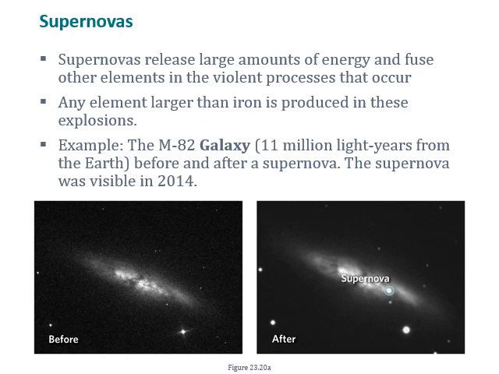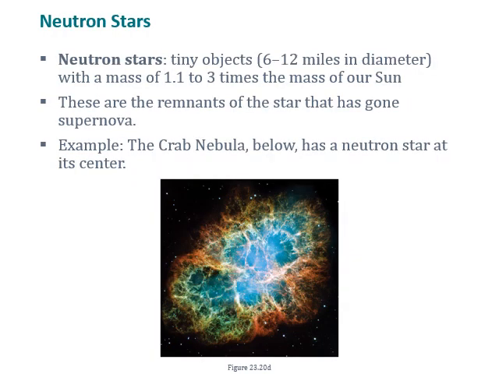One example is the M82 galaxy, which is 11 million light-years from Earth, before and after a supernova. The supernova was visible in 2014. Neutron stars are tiny objects around 6 to 12 miles in diameter with a mass of 1.1 to 3 times the mass of our Sun. These are the remnants of the star that has gone supernova. One example is in the Crab Nebula, which has a neutron star as its center.